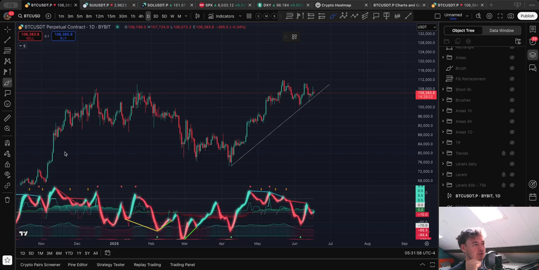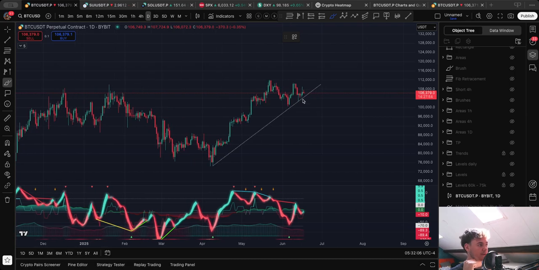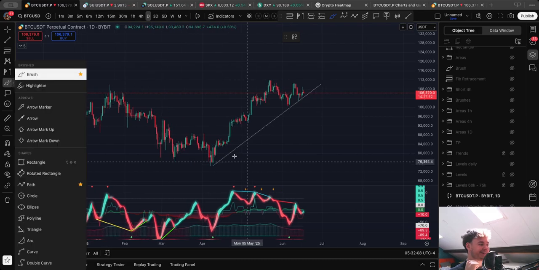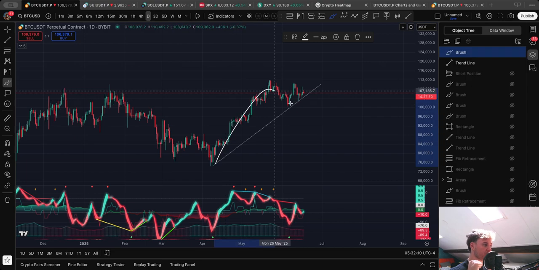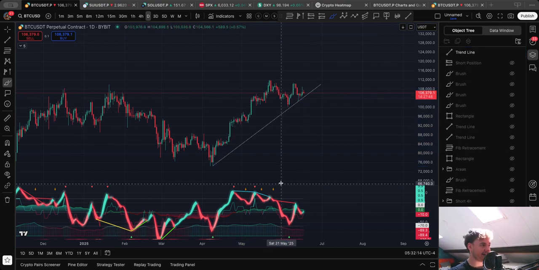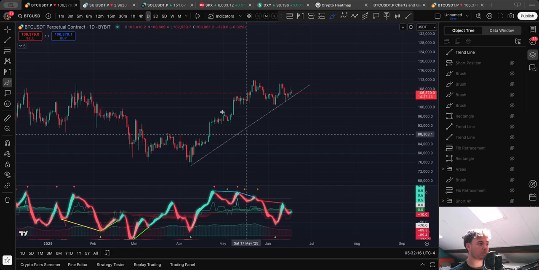Now what I like to do, I always like to start with a blank chart. So I just drew this trend line here to see if we can hold this trend line. And I can see that we are actually holding this trend line. We can see we are bouncing again on this area, and so we are on support.